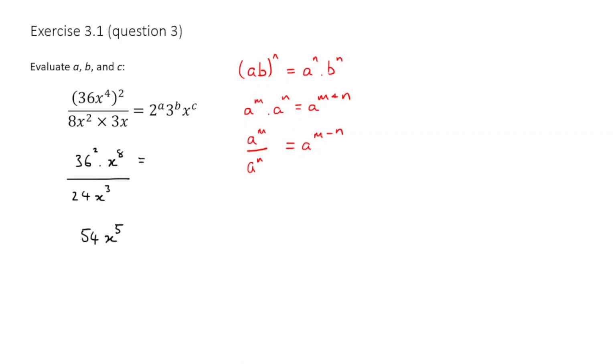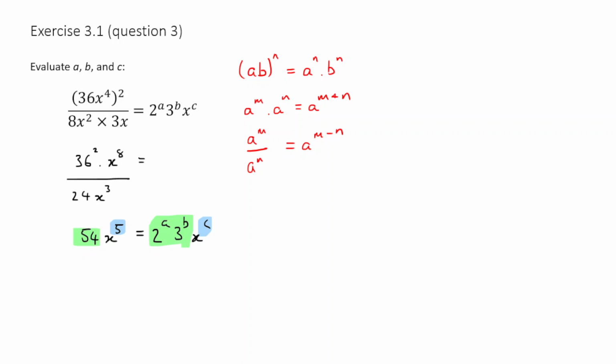Okay, so if you just rewrite, here we've got this 2 to the power a, 3 to the power of b, and x to the power of c. Well, we should be able to see straight away that c has got to be 5, because we've got x to the power of 5 there, so c is 5. But 54 doesn't exactly look like this, does it? It doesn't look like 2 to the a times 3 to the b.